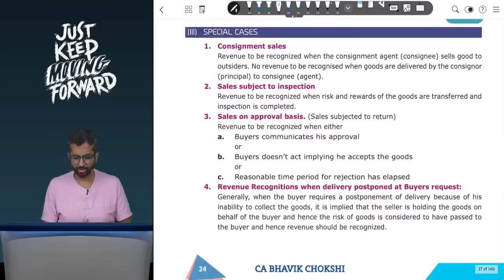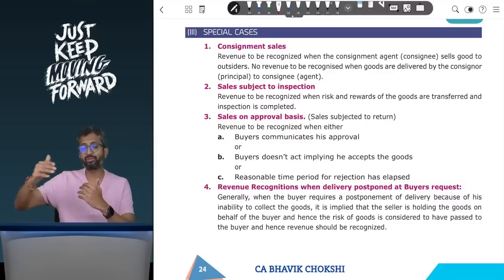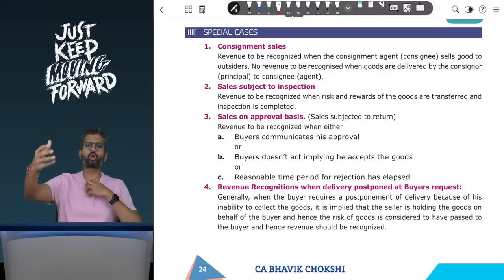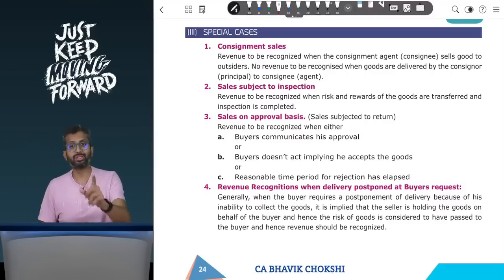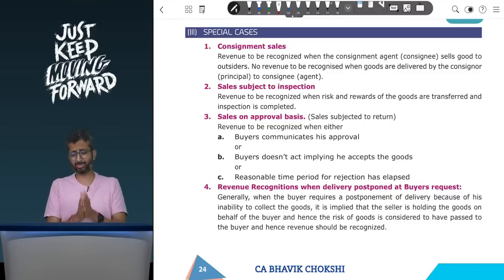Okay. Next, you have a few special cases. If there are consignment sales, then you will recognize revenue when the sale happens by the agent. When you transfer it to your agent, that does not matter. When the agent sells it to the third party, that is when you will recognize the revenue. Sale subjected to inspection, you recognize revenue when the inspection is completed. Sale on approval basis, you ideally record when the buyer communicates the approval, or the buyer does some act through which he cannot reject, or a reasonable period of time has elapsed after which the buyer cannot reject.